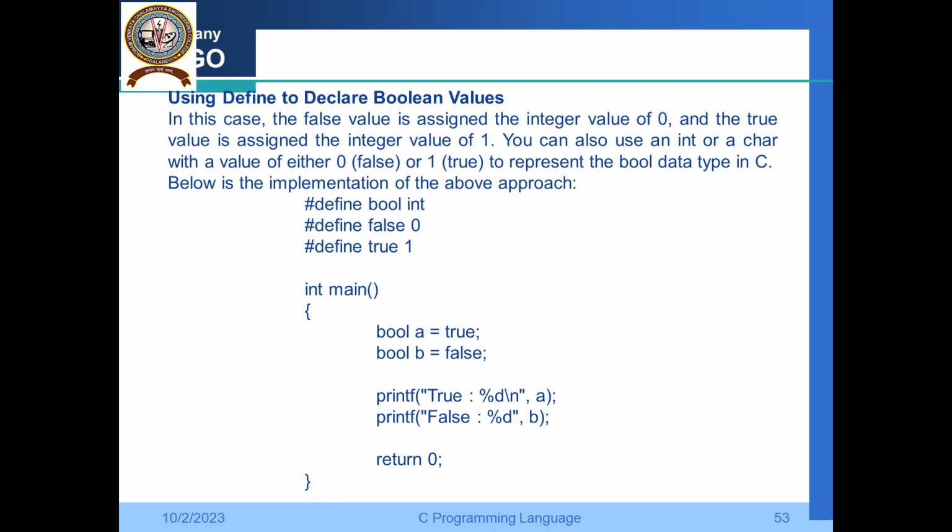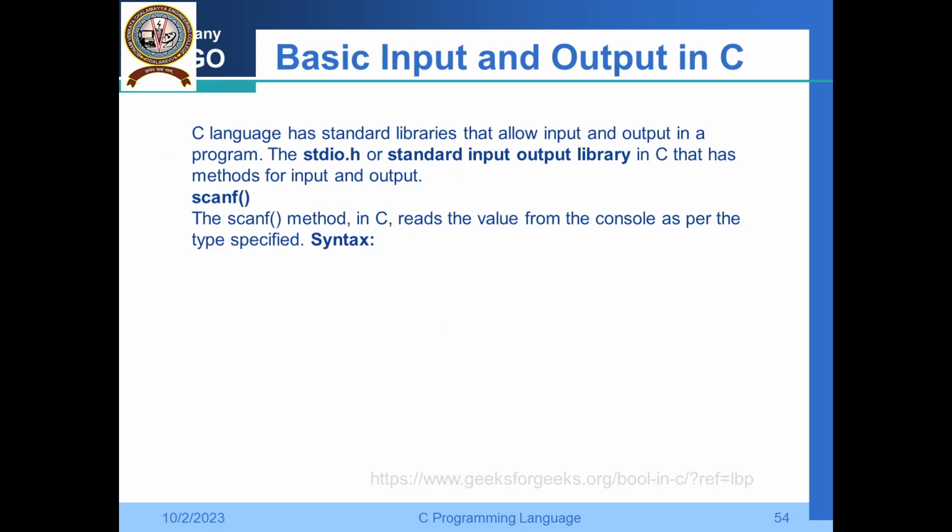Then using define to declare boolean variables, so we can define bool as int, #define false 0, #define true 1, int main. So this is another way of defining all these things.